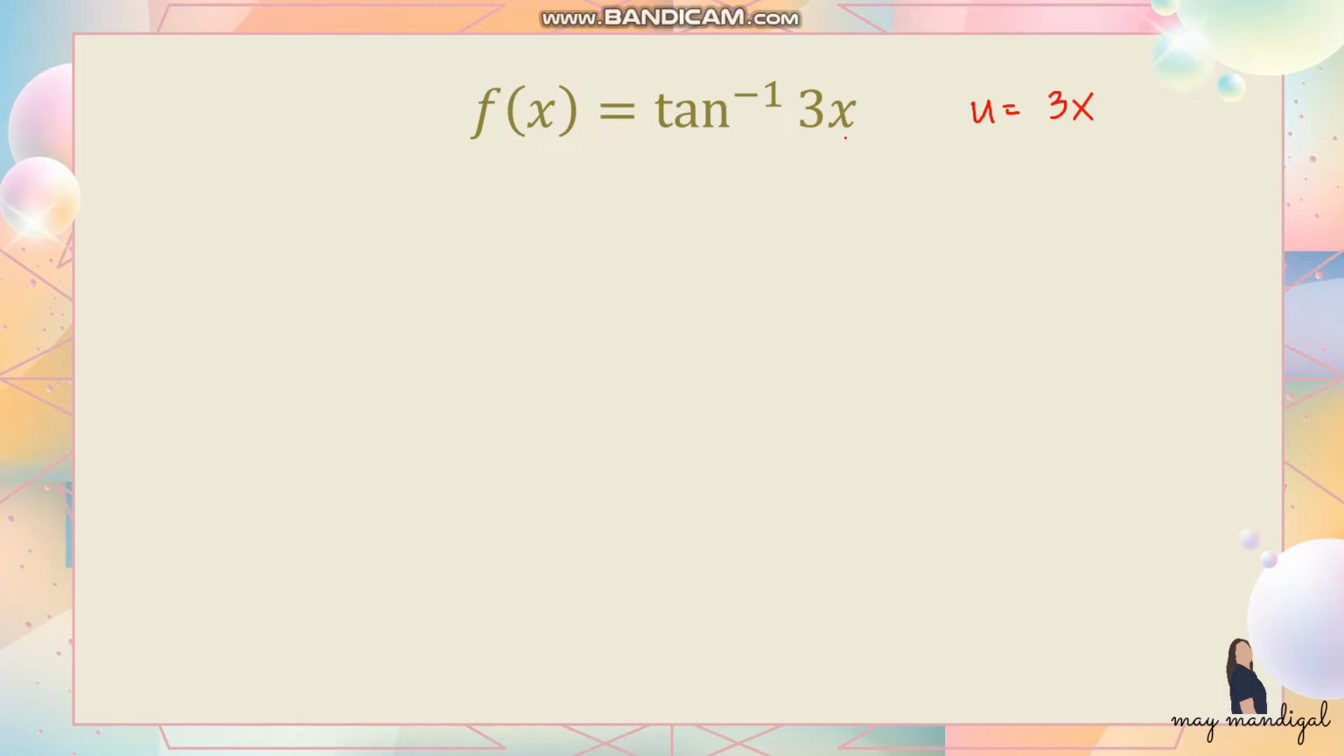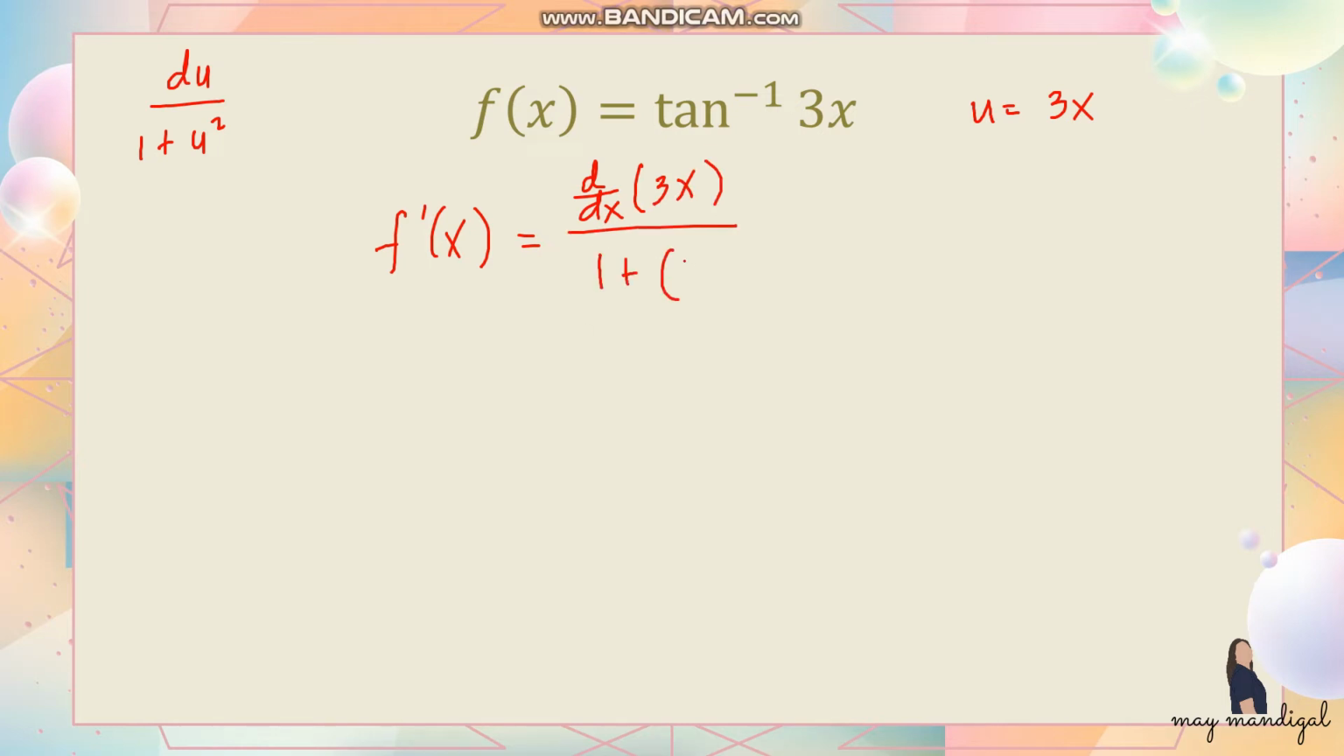the 3x. So we set that as our u. Now, since this is inverse of tangent, or the arc tangent, we will be using the formula du over 1 plus u squared. So let's just apply it here. So f prime of x is equal to du. That means we have to get the derivative of u, which is 3x, over 1 plus u squared. So u is 3x, and then we square it. And then we just have to simplify this.